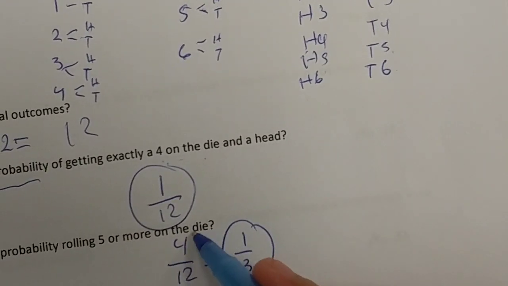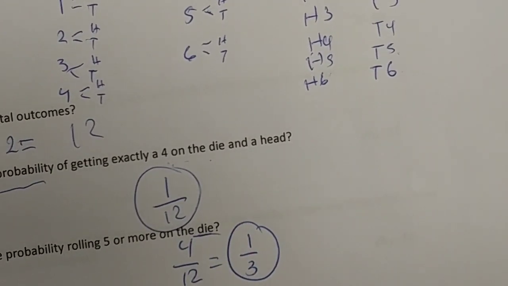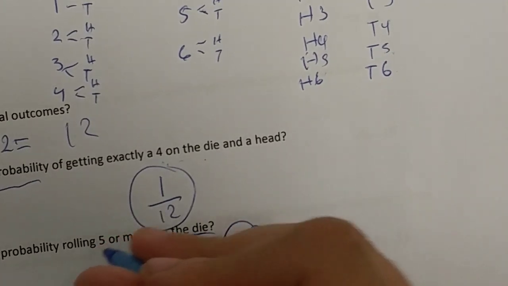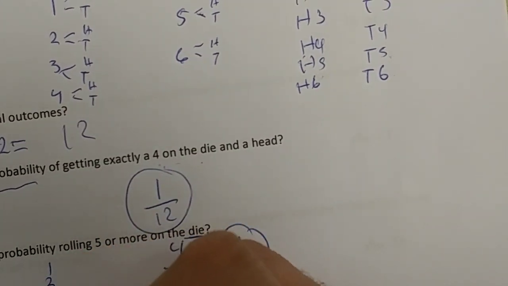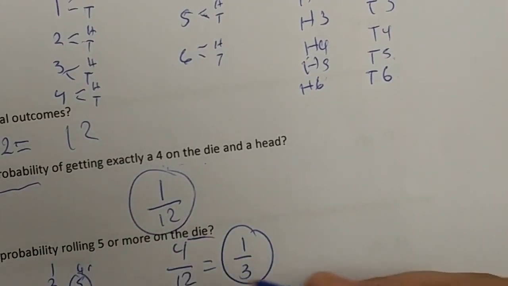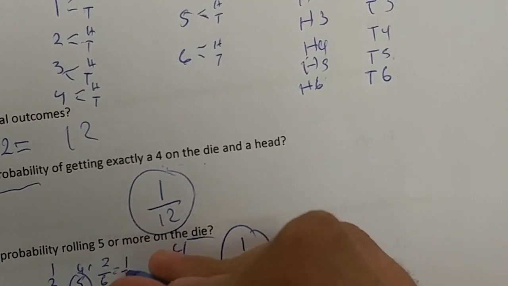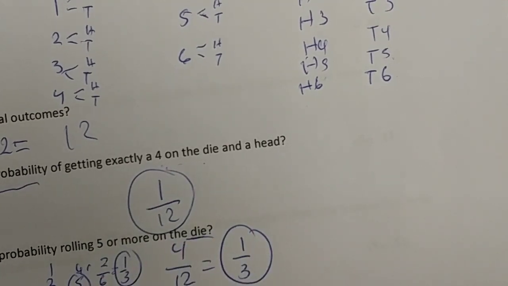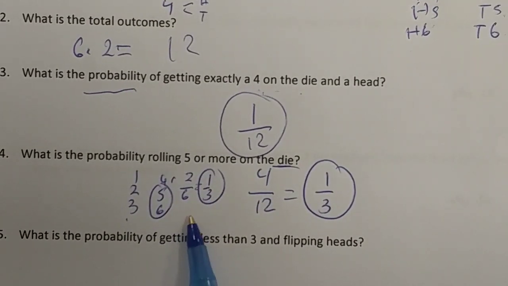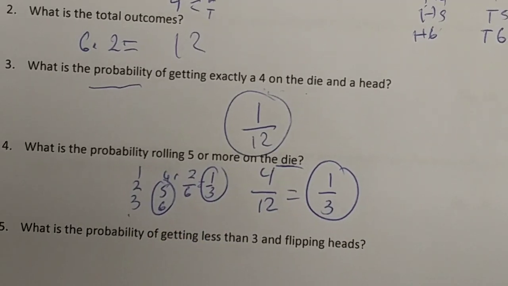Also, you could think of it like this. Because we only care about a die, you could think of a die, which is 1, 2, 3, 4, 5, 6. There's only 2 that are 5 or more. So that's 2 over 6, which also reduces to 1 over 3. So there's multiple ways to get that answer. I didn't show on the camera, but let's keep going.